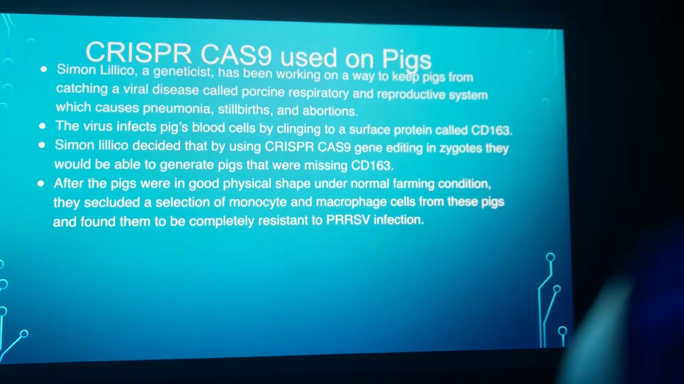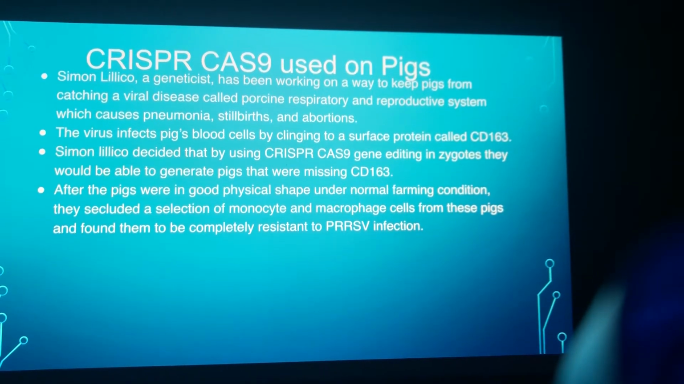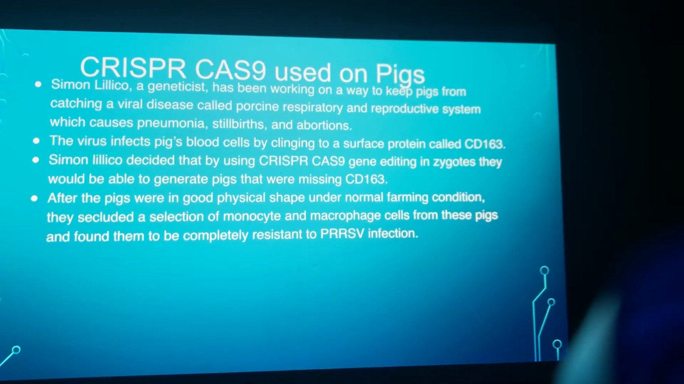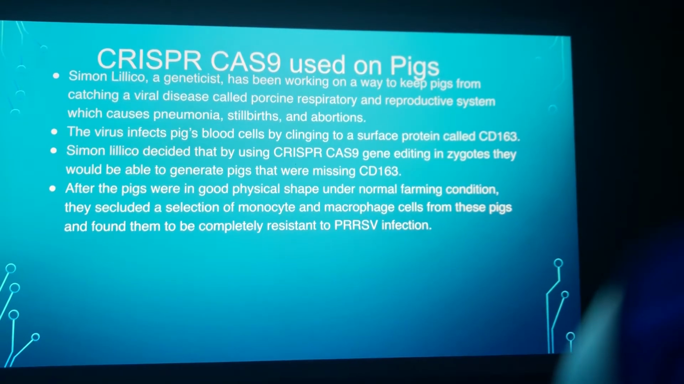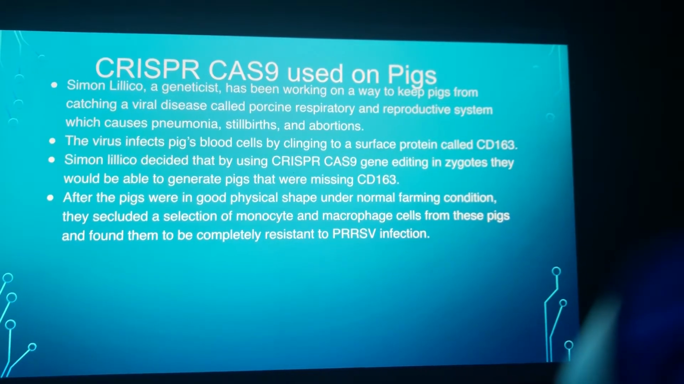CRISPR-Cas9 use on pigs. Simone Lilico, a geneticist, has been working on a way to keep pigs from catching a viral disease called porcine respiratory and reproductive syndrome. It causes pneumonia, stillbirth, and abortions. This virus infects pigs' blood cells by clinging to a surface protein called CD163.